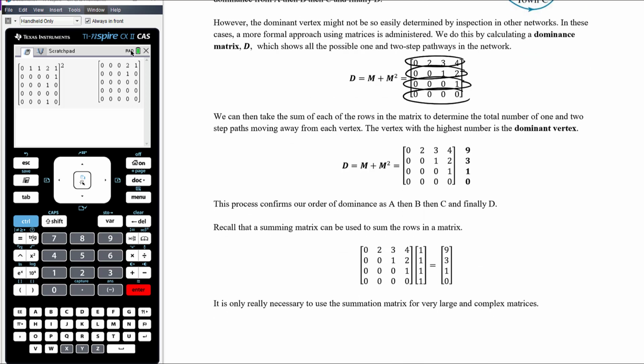That confirms our sense of what we could see informally in the network. Again, we might need a process if the network's not quite so obvious. We can also recall that in order to calculate this sum, we can use a summing matrix, which in this instance would be to multiply by a column matrix of 1s, and that would produce our sums. But in practice, we're not ever going to be dealing with matrices so large that you would need to use a summing matrix to calculate the sum of each of the rows.